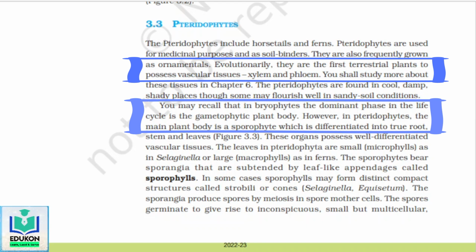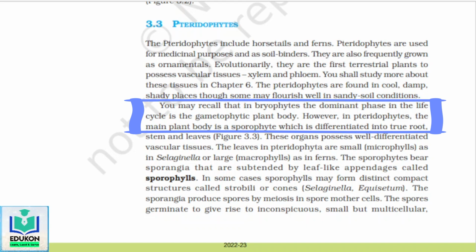as in Selaginella, or large macrophylls as in ferns. So there are two types, small and large. The small ones are called microphylls, found in Selaginella, and the large ones are called macrophylls, found in ferns. The sporophyte bears sporangia that are subtended by leaf-like appendages called sporophylls.